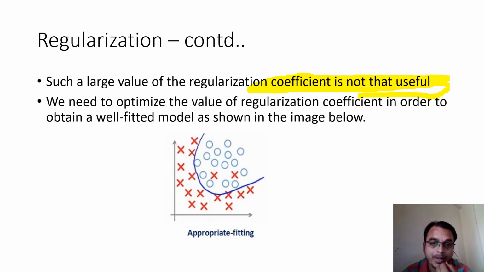So how do we get that well fitted model? If the model is well fitted, it will give me a proper curve in this fashion. Due to the proper curve, I can map all the points correctly between this line. So we have reduced the issue of overfitting using the regularization term, right?